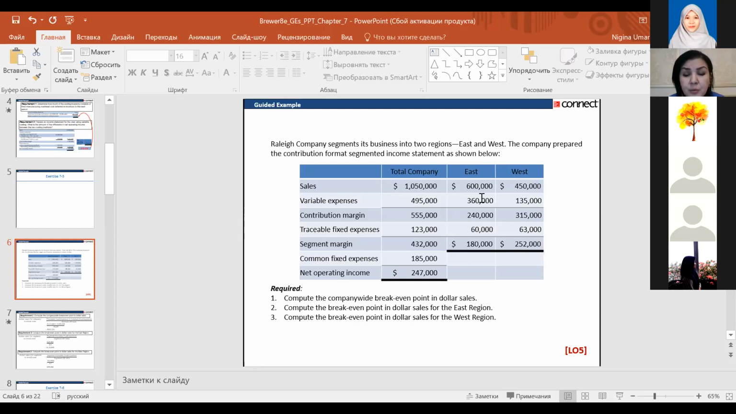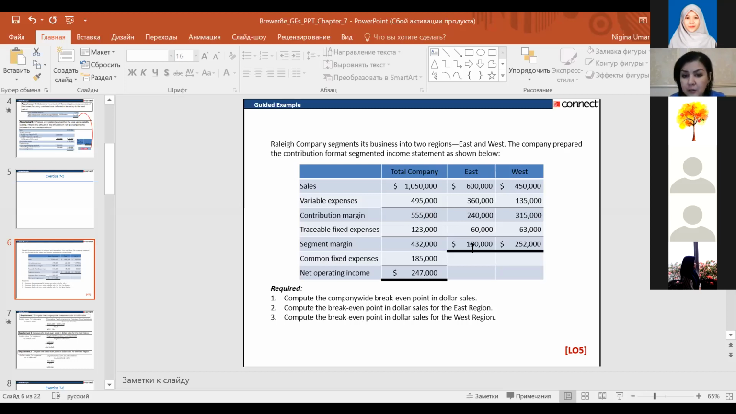Variable expenses, we calculate in the same way. Variable expense of East plus variable expense of West. So this is the variable expense total for the company. Contribution margin is also calculated for each division or segment. And if we add up these two contribution margins of each division, we end up with total contribution margin.